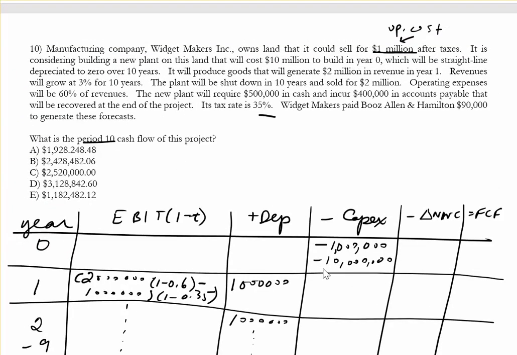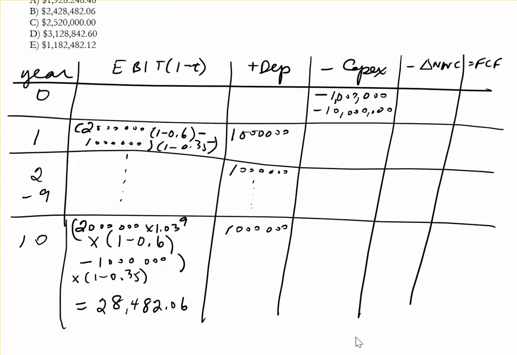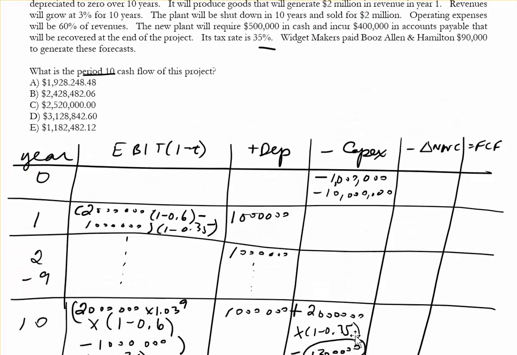We had just passed over this information that the plant will be shut down in 10 years and sold for $2 million. So that is a salvage value, and it's a reverse capital expenditure. So $2 million will be received by the company at the end of the project, but then they have to pay taxes on it because the book value is 0 and they're selling it at this gain of $2 million. And so the after-tax salvage value will be $1.3 million.